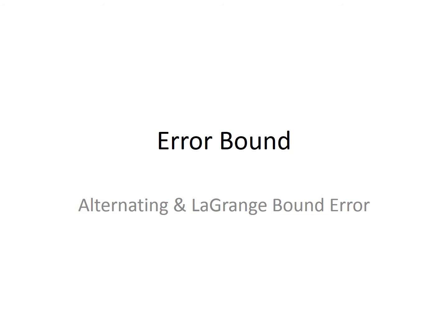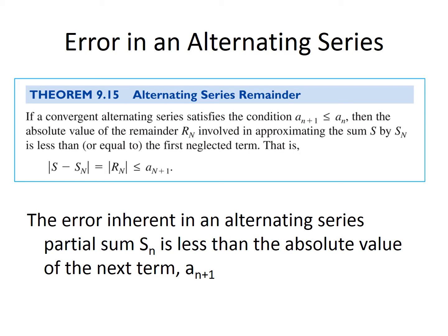Okay, this is a discussion on error, specifically error in an alternating series. You may recall that when we find a Taylor polynomial or a Maclaurin polynomial, we're approximating the function using polynomials. So the question becomes, how many terms will I need to reach a certain level of accuracy? Or how much accuracy do I have if I use 4 terms or 3 terms? So that's what we're trying to find. How much error exists in our answer?